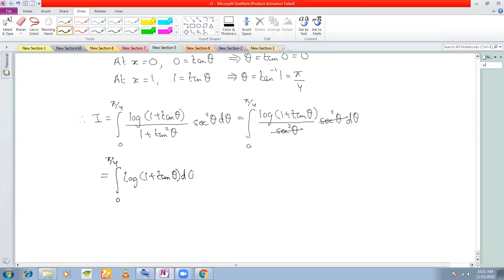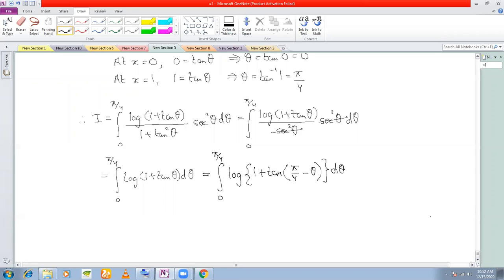Now the problem is how to evaluate this integral. In fact, this particular integral was given as a separate problem in your ISC questions. That is, evaluate integral 0 to pi by 4 log(1 plus tan x) dx. So log(1 plus tan theta) is in itself a problem. Okay, so know this technique. What you need to do here is apply this property that we have been doing. We can write this as 1 plus tan of pi by 4 minus theta.